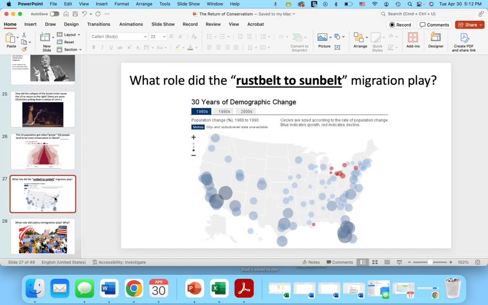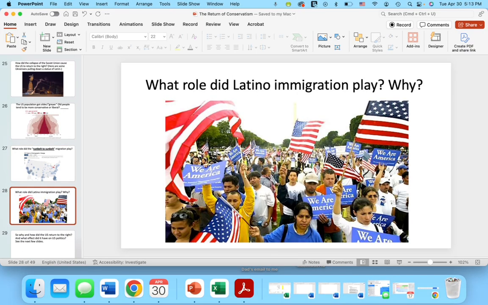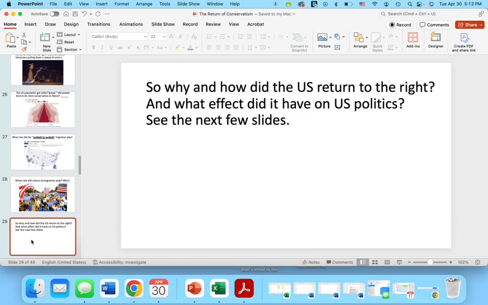Another factor causing the country to swing to the right was that a lot of Americans moved from the Rust Belt to the Sun Belt. In other words, from the cold, industrial north, places like Chicago, Illinois, Detroit, Michigan, Cleveland, Ohio, Pittsburgh, Buffalo, Boston, people moved to the south, places like LA, Las Vegas, Phoenix, Arizona, Dallas, Houston, Florida, Atlanta, Charlotte, North Carolina. It's warmer, it's cheaper, and as people moved south, they became more conservative. Also, there were more Latino immigrants, and a lot of them are Catholic and they're conservative, and that was another factor.